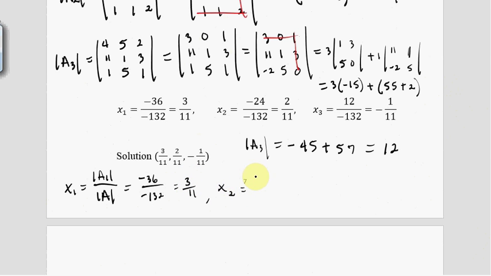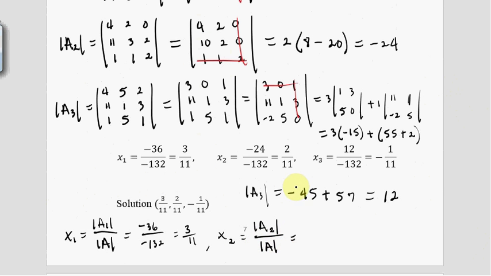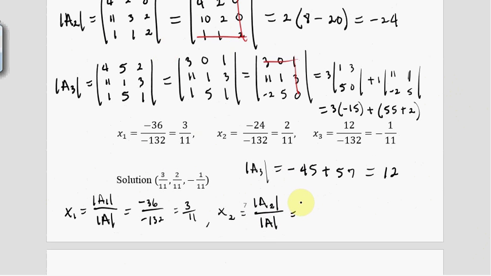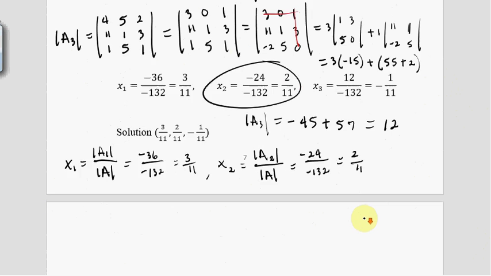x sub 2 is the determinant for a sub 2, excuse me, we found the one for x sub 1, all over the determinant for a. Well, the determinant for a sub 2 is negative 24. That's divided by negative 132. So you get 2 over 11.